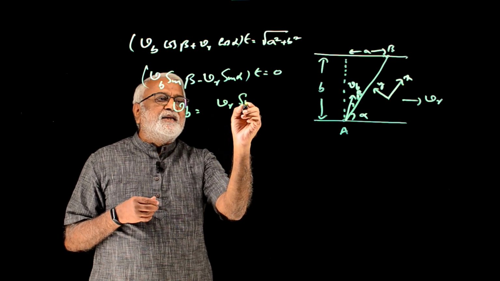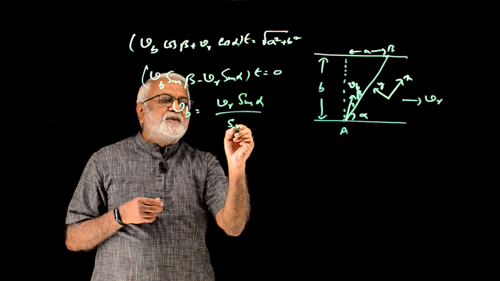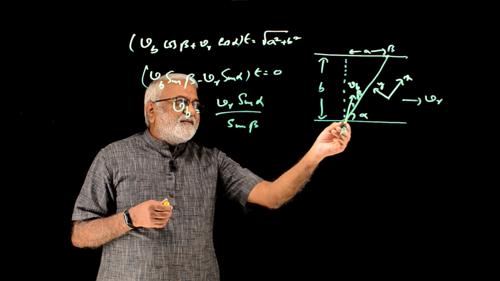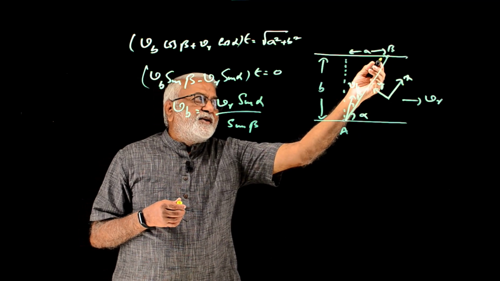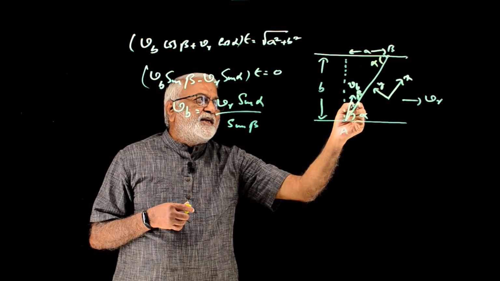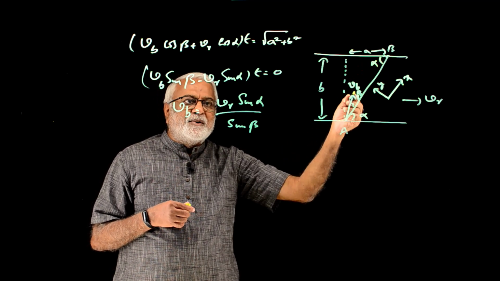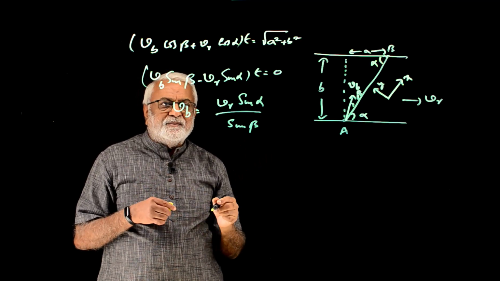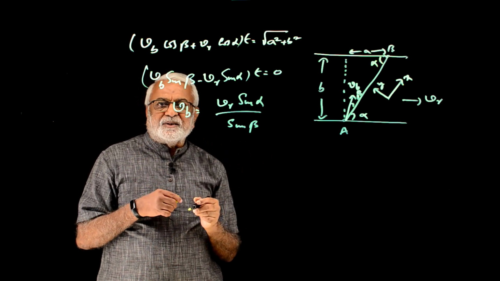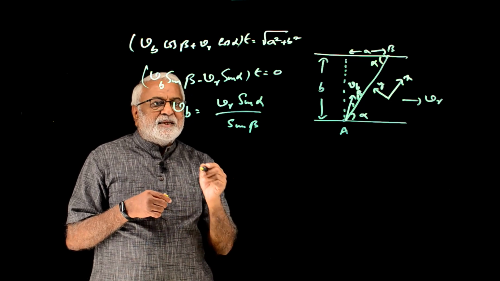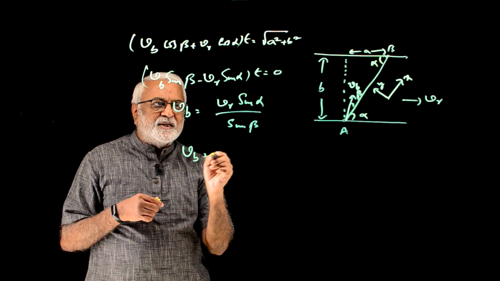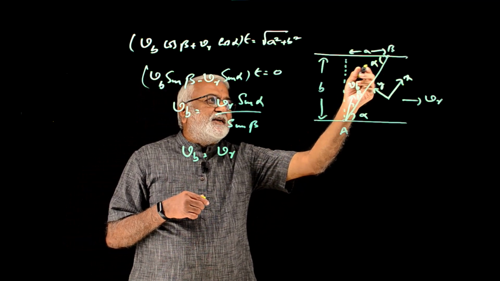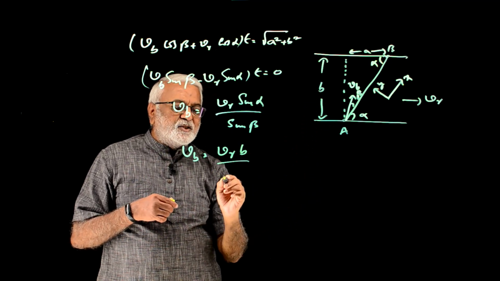VB equals VR sine alpha by sine beta. Alpha is given, right? Alpha is this angle. Sine alpha is B by root of A squared plus B squared. So VB and beta depend on each other this way. For minimum of VB, beta must be 90. So that's it. Minimum VB is when beta is 90, that will be VR sine alpha. Sine alpha is what? B by root of A squared plus B squared.